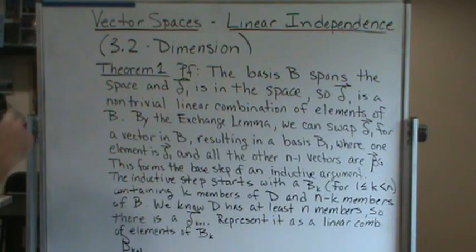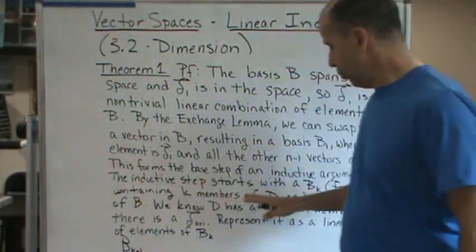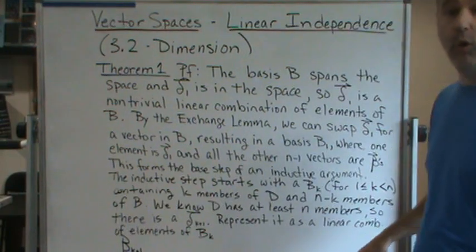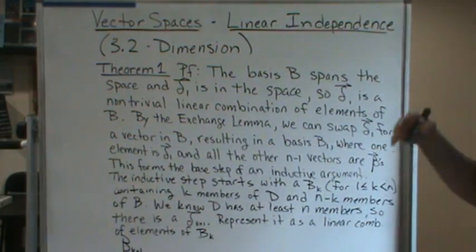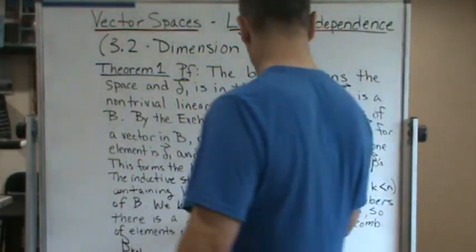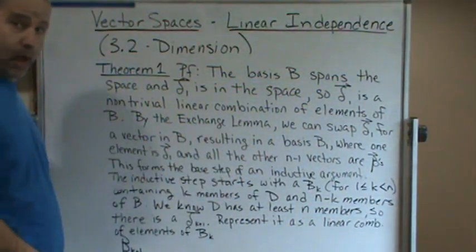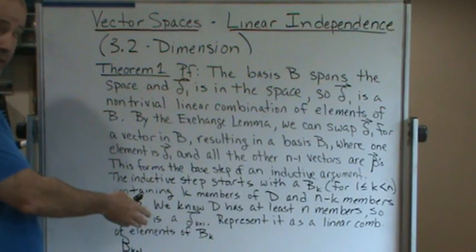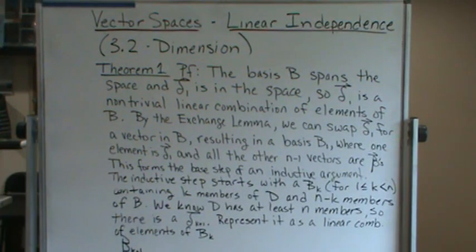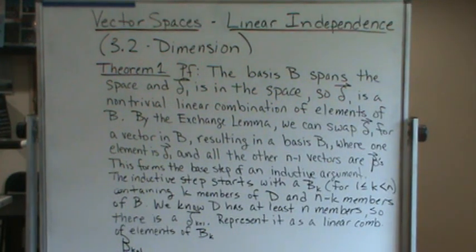Now, here's the thing. We can repeat this over and over again until all of the betas in B have been swapped with a delta in D. We could do that. Now, if we do that, B sub n contains delta 1 through delta n, because we've done it n times.